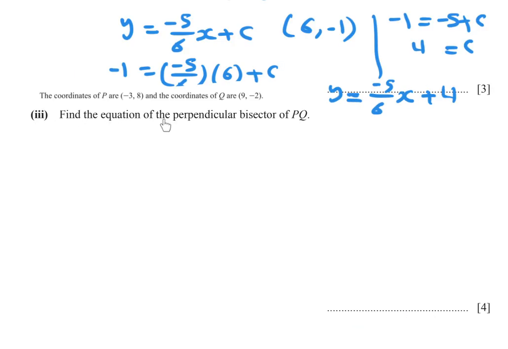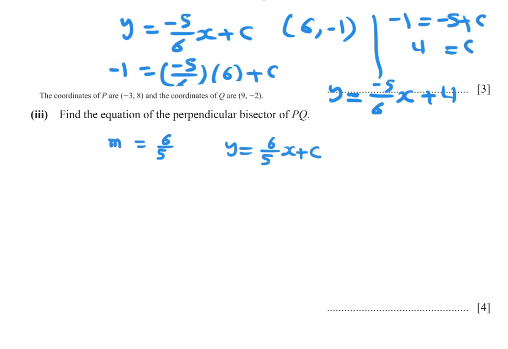Triple I, find the equation of the perpendicular bisector of PQ. Perpendicular bisector means perpendicular to PQ and passing through the midpoint. So perpendicular to PQ, its gradient equals the negative reciprocal of the gradient of PQ. If the gradient of PQ is -5 over 6, the gradient of the perpendicular is 6 over 5. So now the equation of the perpendicular is y equals 6 over 5 x plus c.